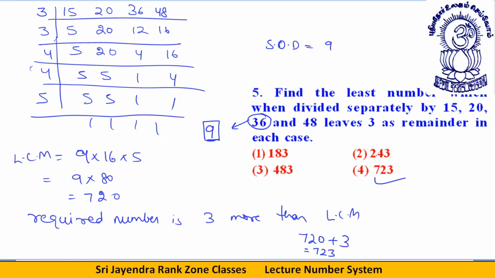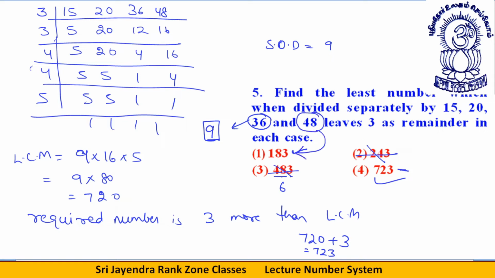So this 243 is a number which is exactly divisible by 9. It cannot be the answer. Getting it, students? This cannot be the answer. 483. What is the sum of digits? 4 plus 8, 12 plus 3, 15. This leaves a remainder 6. The number has to leave a remainder 3. This cannot be the answer. Either this could be the answer or this could be the answer, but very easily you can figure it out.